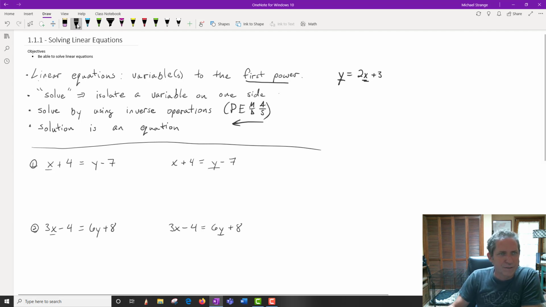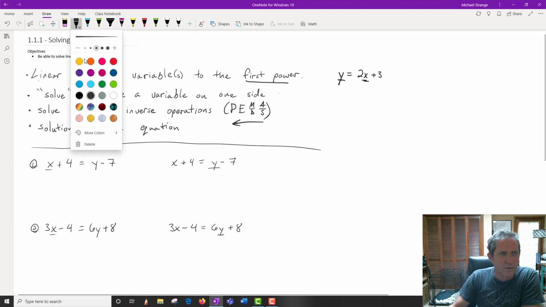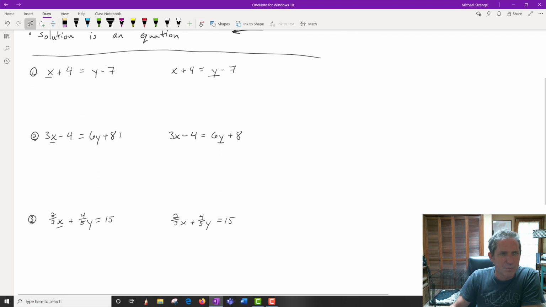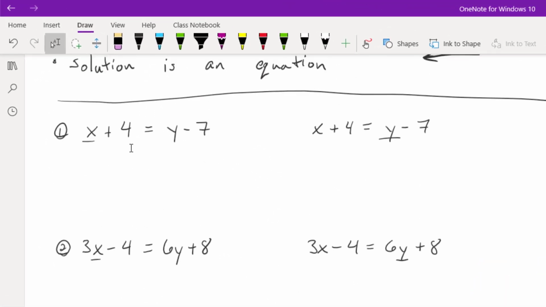All right, let's look at some examples. In this first example, x plus 4 equals y minus 7. What I want to do is solve for x, so I have it underlined. To solve for x, I'm just going to look at this side. And remember the golden rule of algebra: whatever I do on one side, I have to do to the other side. In this case, I have a plus 4 that I want to get rid of, so we'll go ahead and subtract 4 on this side.